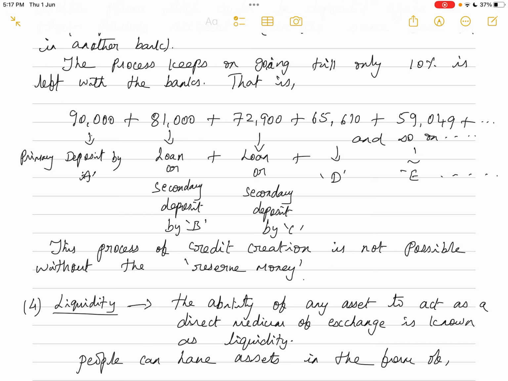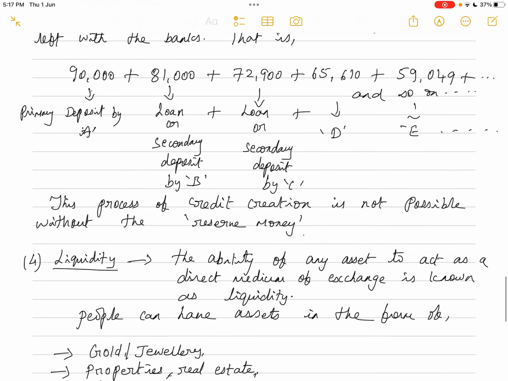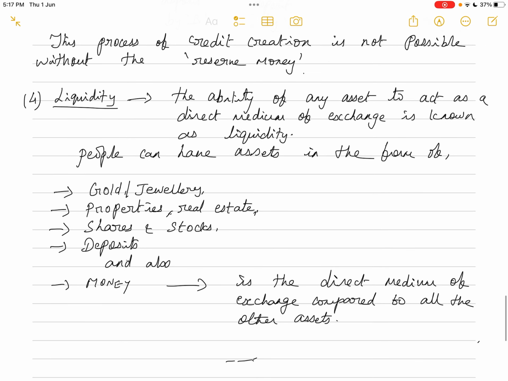So again, this is one of the main contingent functions of money, which is enabling the commercial banks in the process of credit creation. So money is the basis for credit. Okay, then the fourth contingent function is something called liquidity. Now what is the meaning of liquidity?